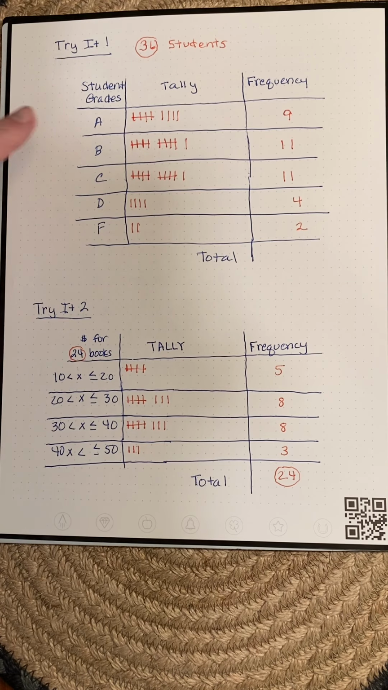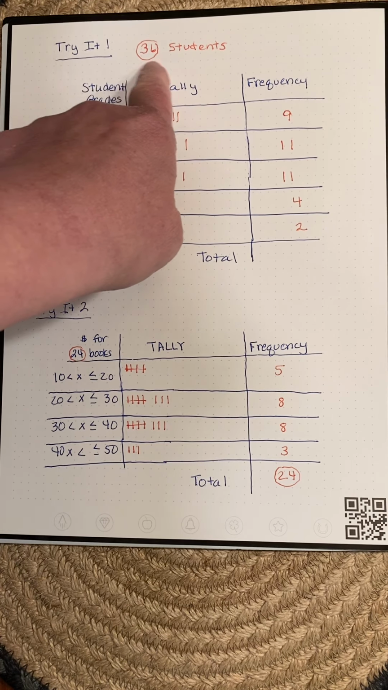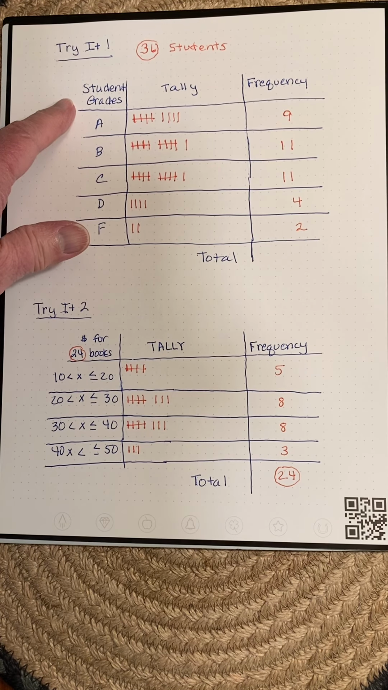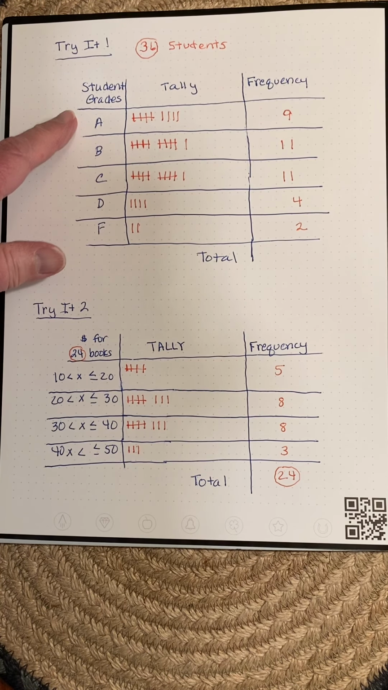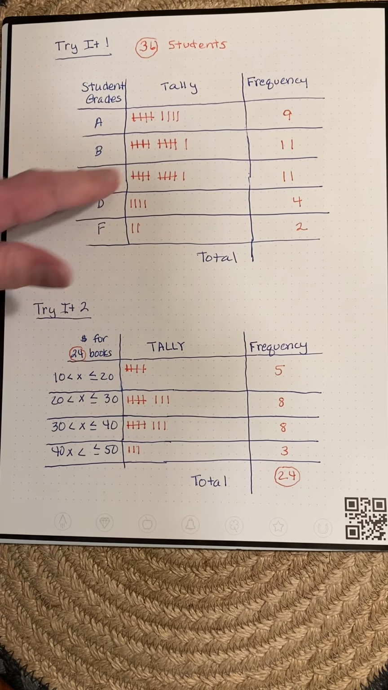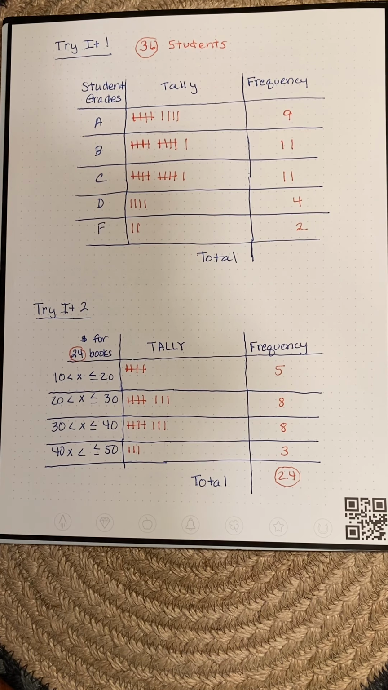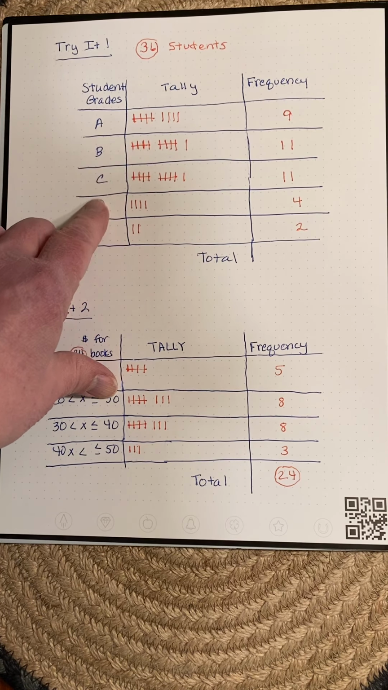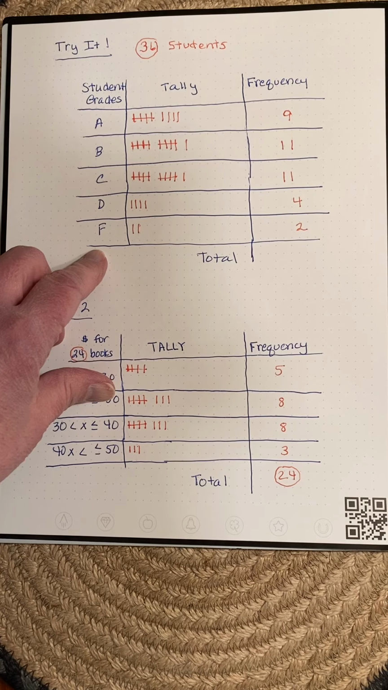So I would make my 3 columns. So first of all, I notice there's 36 students, so 36 grades, and the student grades would either be A, B, C, D, or F, so that's the class. And then as I go through that survey, or as they took the grades in random order, I would give a tally mark for every A, every B, every C, every D, and every F.